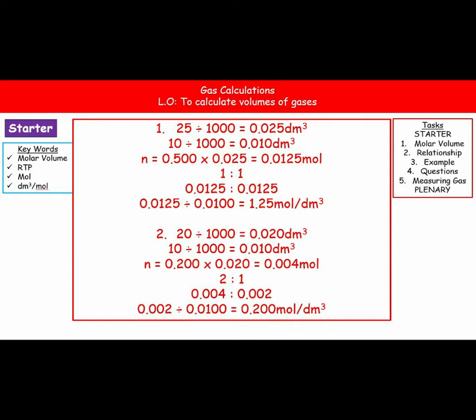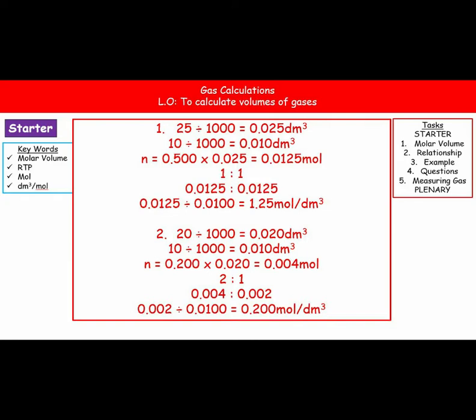Then finally, to work out the concentration, we do the amount in moles divided by the volume. So 0.0125 divided by 0.01 gives us 1.25 moles per decimetre cubed. So mark that one, see how you did. Number 2, same process. Convert to decimetres cubed, so we've got 0.02 and 0.01.